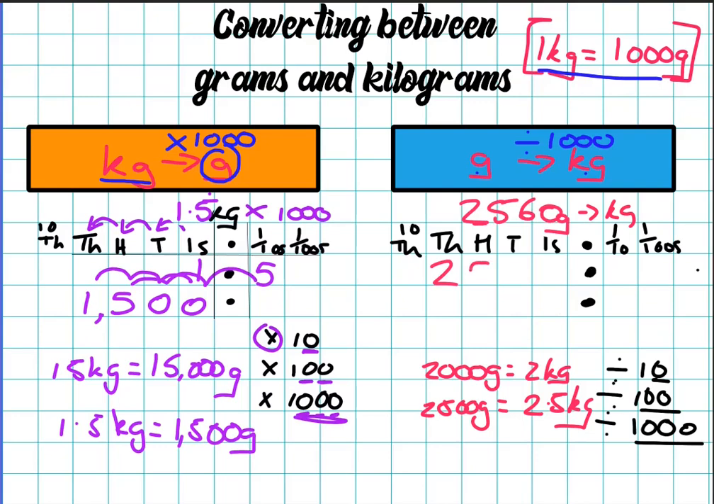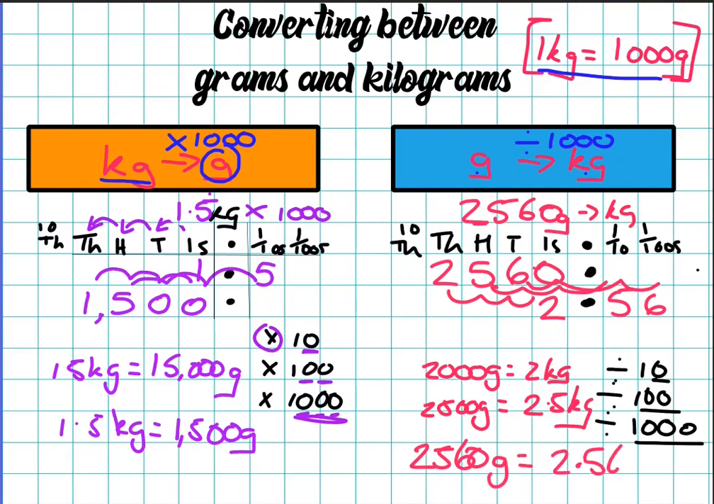Into my thousands, 2,500s, 6 tens, 0 ones, dividing it by 1,000. So 1, 2, 3, we know that 2 is in the ones column, 5, tens, ones, tenths, 2.5 at the moment, the 6 in the tens, ones, tenths, hundredths. So we end up with the answer 2.56. So 2,560 grams is equal to 2.56 kilograms.